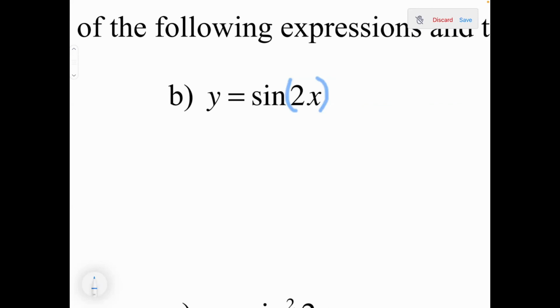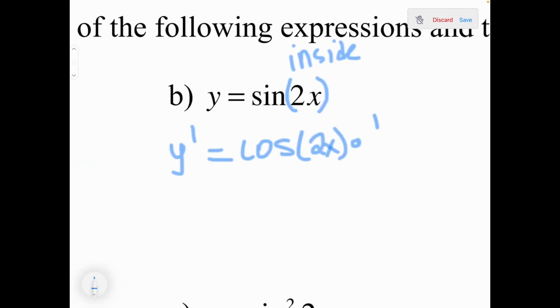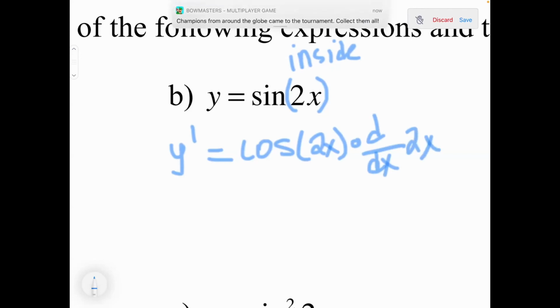This sine has a 2x. We can put that in parentheses so that we can see this as the inside function. And we're definitely going to have to use chain rule in this case. Derivative of sine is cosine. We're going to leave the inside function alone, and then we're going to multiply that by the derivative of the inside function, which is 2x. And derivative of 2x is just 2. So we get 2 cosine 2x.